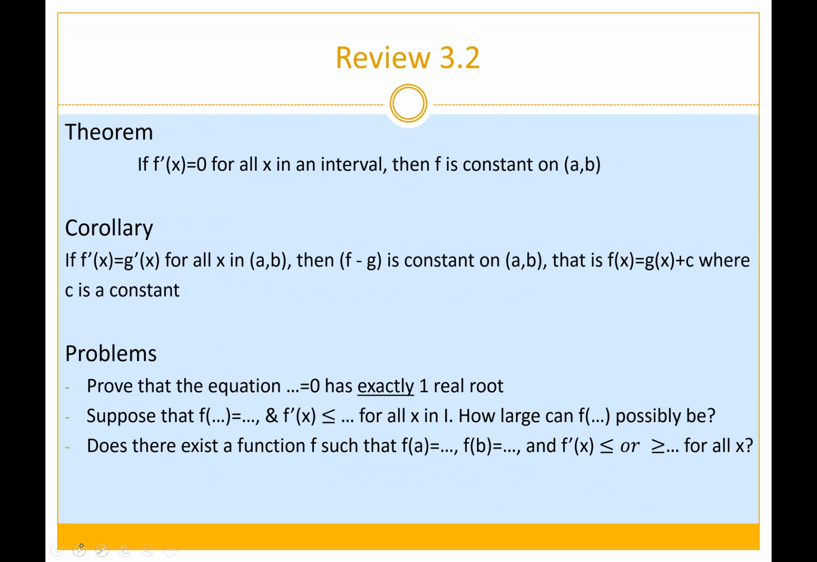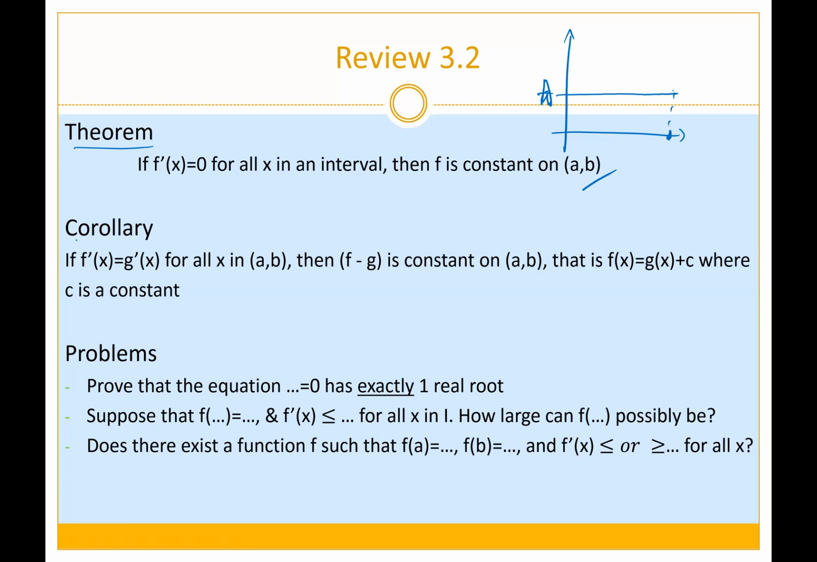Then we have some smaller things. It's another theorem saying that if f prime of x equals 0 for all x in an interval, then f is constant on (a, b). This is easy: it's like a straight line. If f prime of x equals 0, the slope of the tangent at all points is 0, so it has to be a straight horizontal line. Then f is constant on (a, b), because it's just one value.